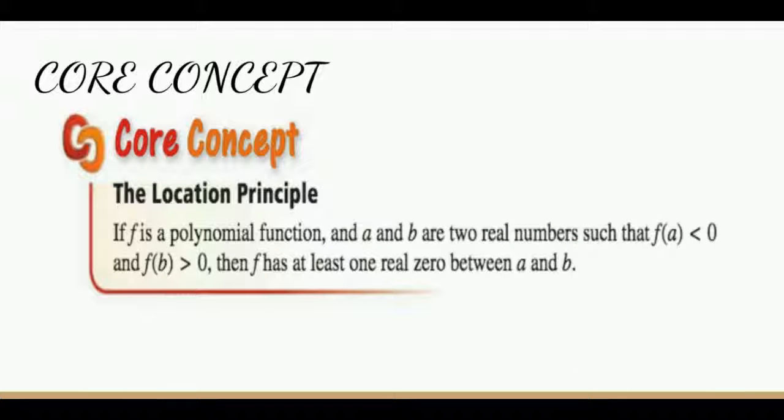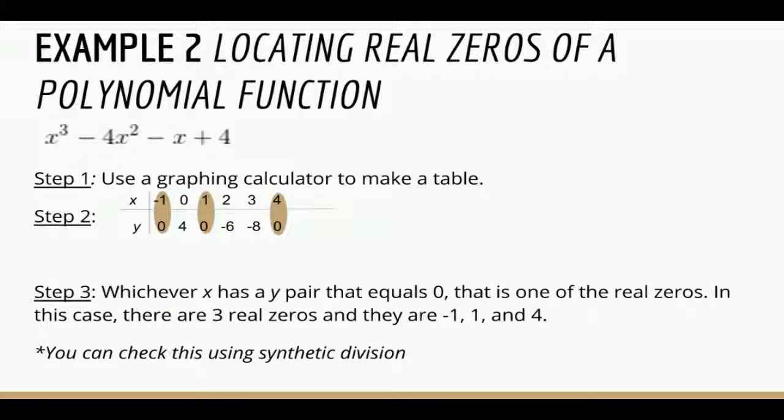So we have another core concept, which is the location principle. If f is a polynomial function and a and b are two real numbers such that f(a) is less than 0 and f(b) is greater than 0, then f has at least one real zero between a and b. Example 2, locating real zeros of a polynomial function. So the equation that we're going to do today is x cubed minus 4x squared minus x plus 4.